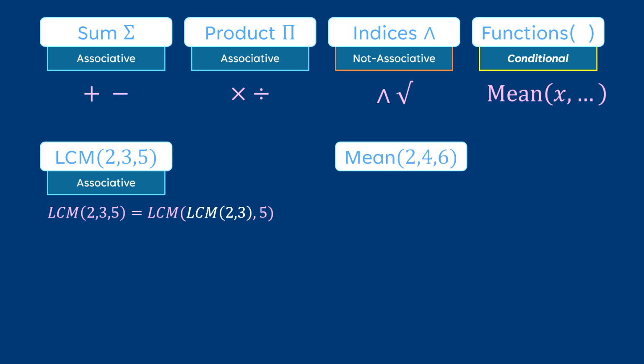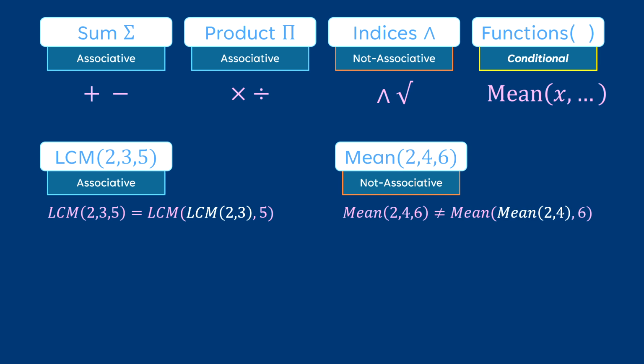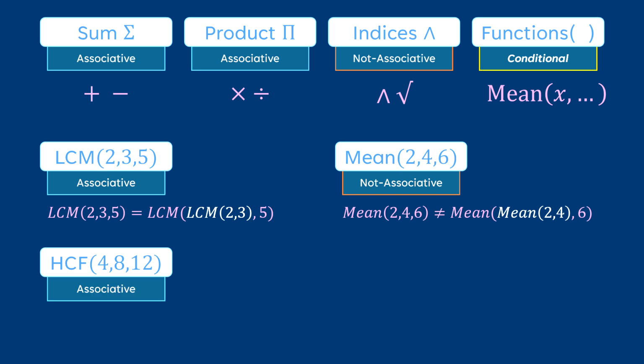However, functions like the mean, you can't do it. It's not associative. Feel free to calculate it, they don't work out the same. Another one, highest common factor, is associative, and they do work out the same. So if ever you've wondered why you can break that triple calculation into 2 separate calculations, it's because of this associative property.